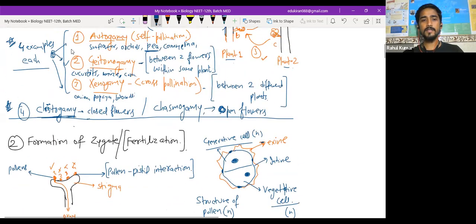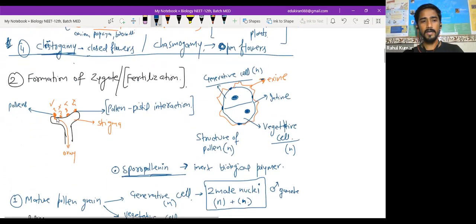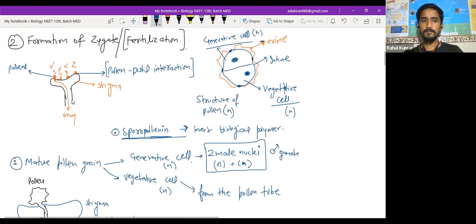So let's go to the second stage. After a successful pollination, the pollen has reached the stigma, correct? This is the stigma and this is the way towards the ovary. It will go down towards the ovary. But the problem is, if it is a chasmogamous flower, an open flower, then the stigma is just a structure waiting for pollens, and in the air there are lots and lots of pollens.